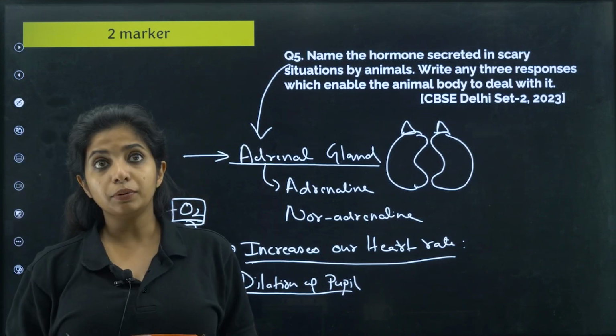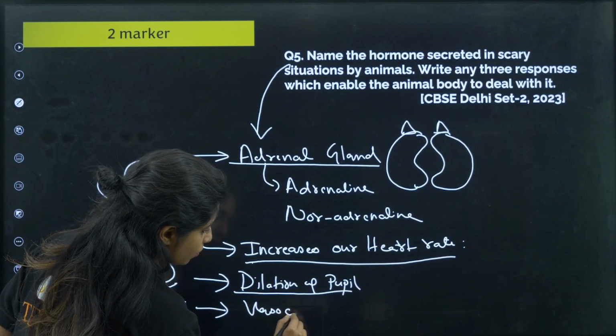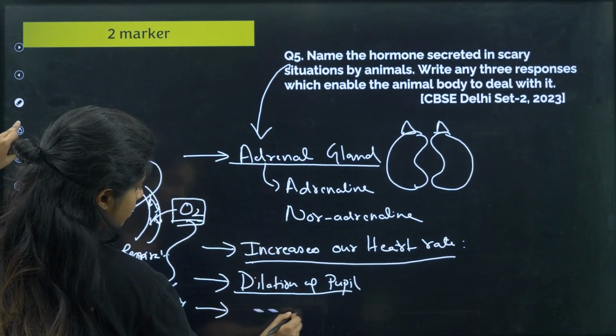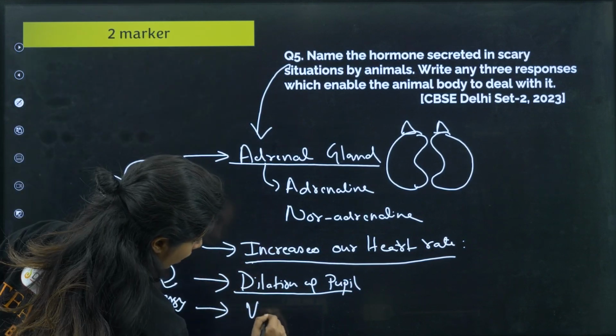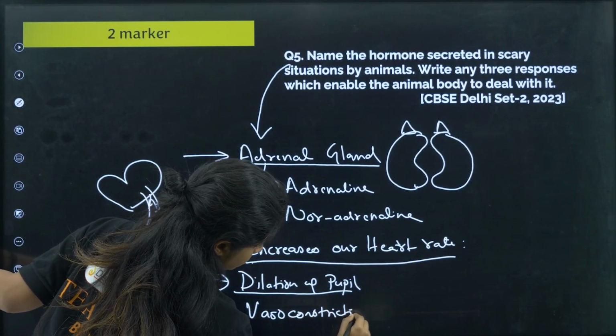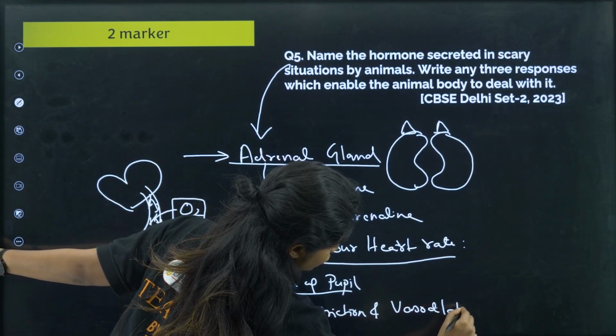For example, vasoconstriction and vasodilation. Okay, the spelling of it is wrong over here. Just a second. You have vasoconstriction and vasodilation. What do you mean by that?